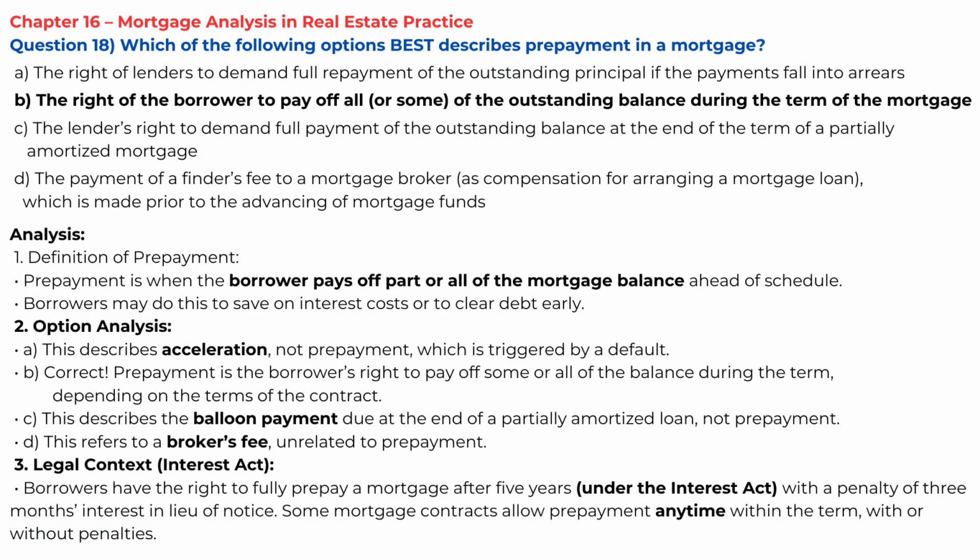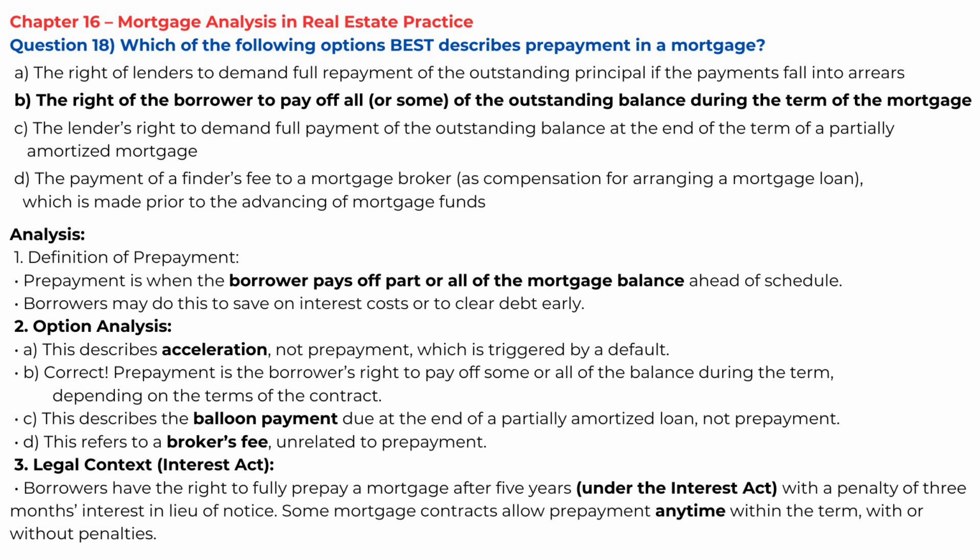Question 18. Which of the following options best describes prepayment in a mortgage? Analysis. 1. Definition of prepayment. Prepayment is when the borrower pays off part or all of the mortgage balance ahead of schedule. Borrowers may do this to save on interest costs or to clear debt early.